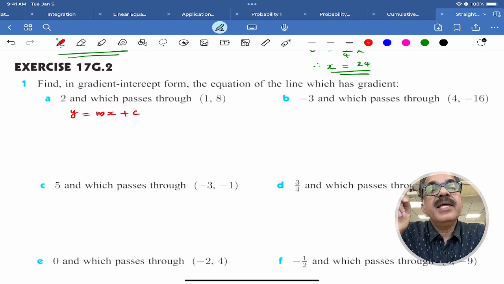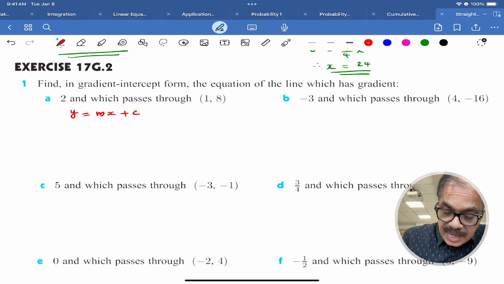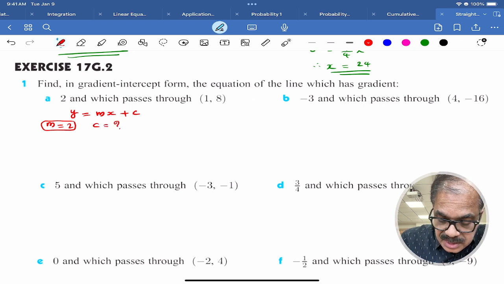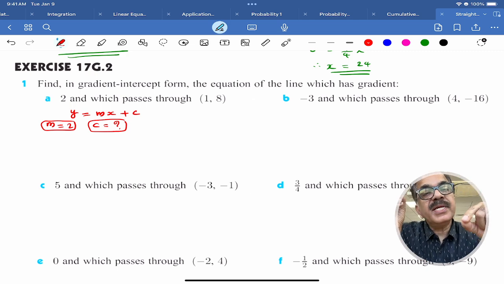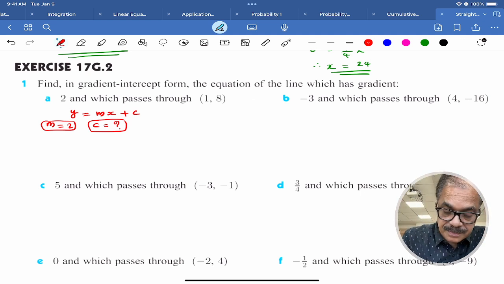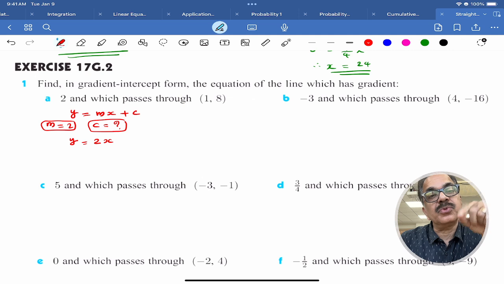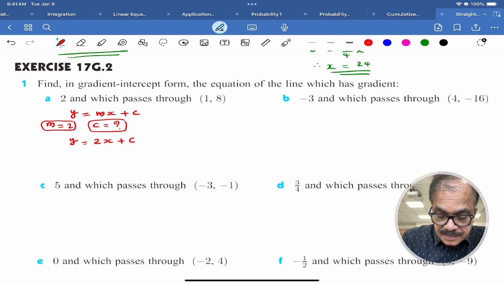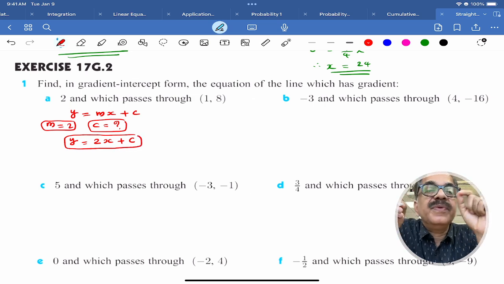But they said the gradient is 2, which means we already know what m is. So m is 2, I know, but c is missing. I need to find that c. So for the time being, I'm going to keep c as c itself, and I sub in the value of m. So I'll get y is equal to mx, m is 2, so 2x plus c. So that's the equation of the line for the time being. But of course, c is missing. We want to find out what c is.